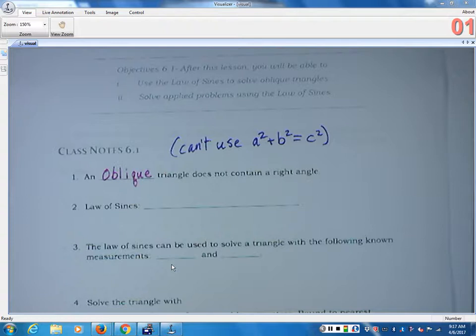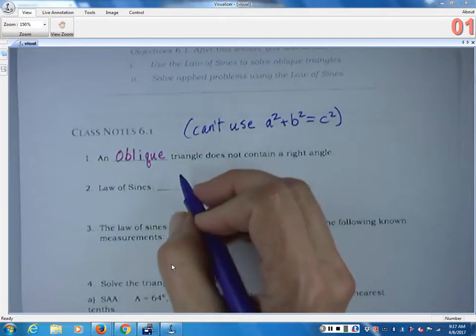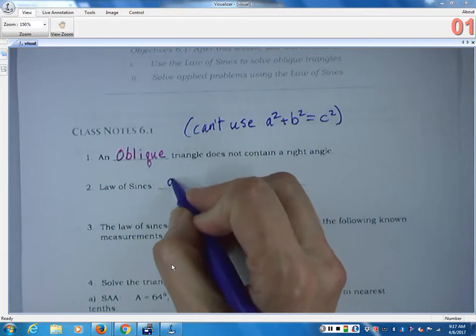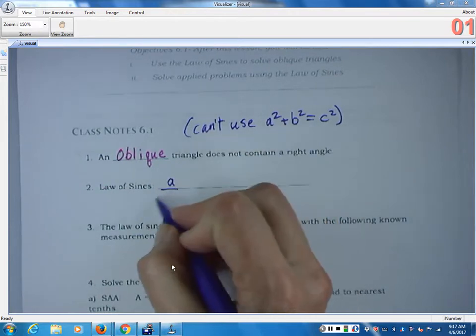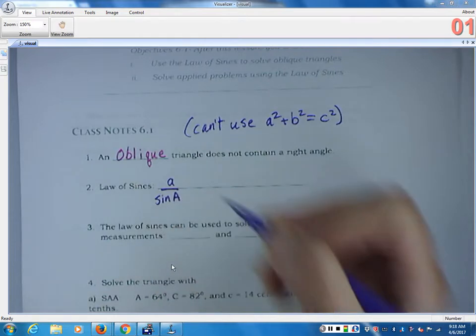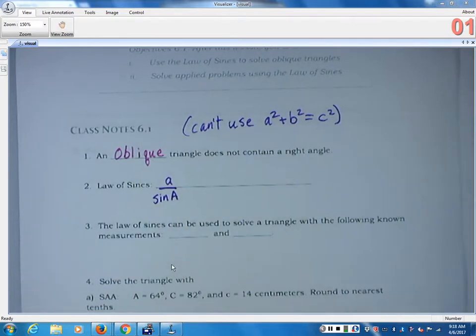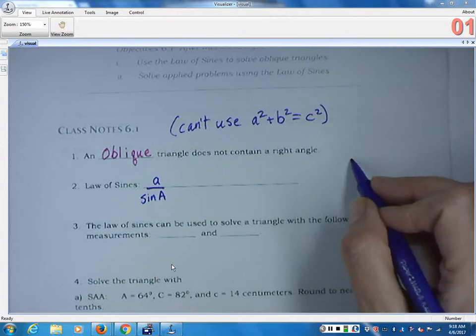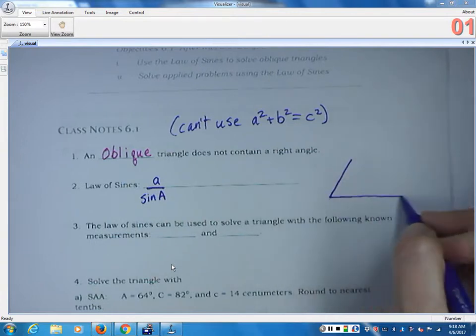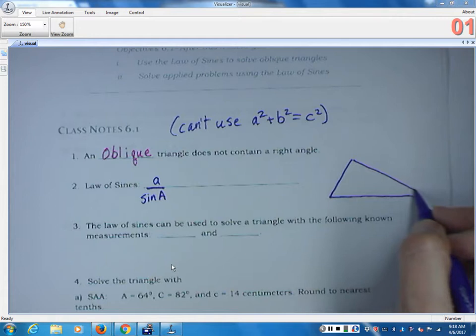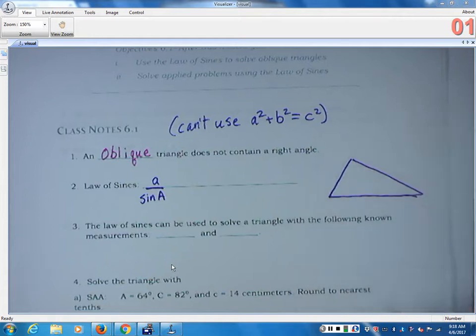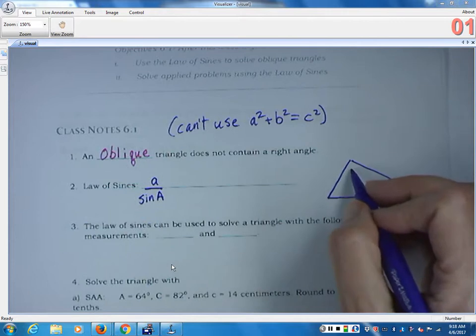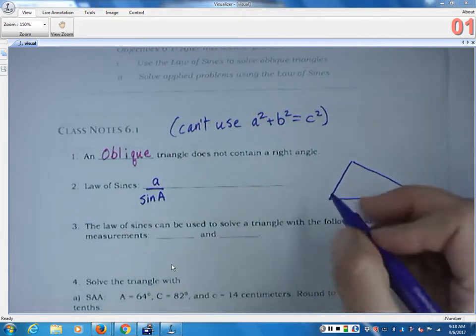So here's the law of sines. The law of sines is a over sine. Okay, I need to draw the triangle, I guess. But they have it. I'll draw it here. If this is a triangle, and I'm trying to draw it without a right angle, but it looks like it has a right angle. It doesn't. This is not 90 degrees, okay.